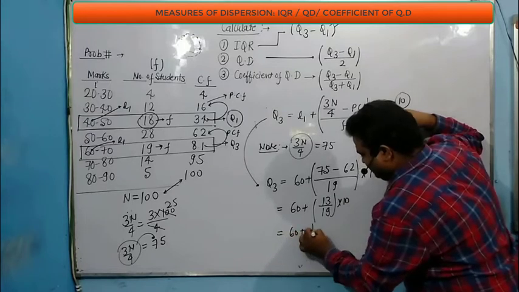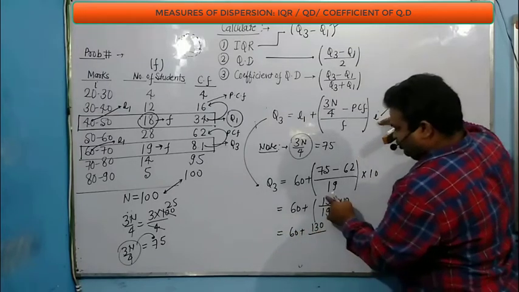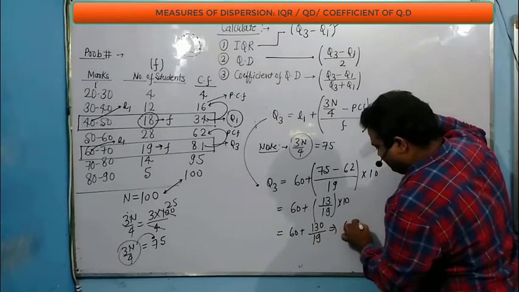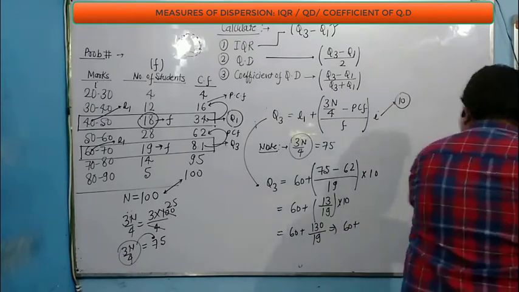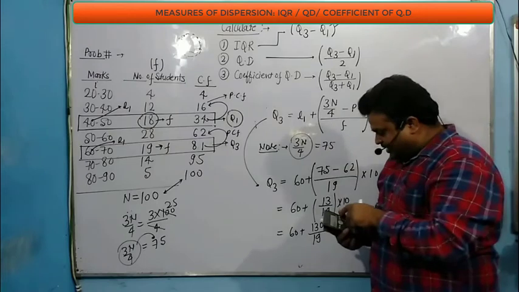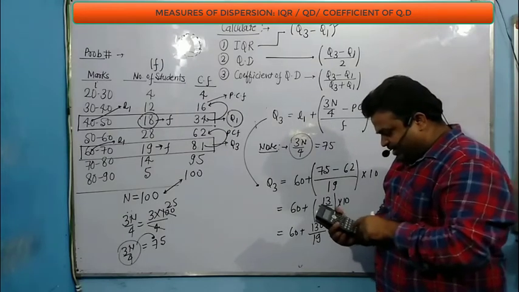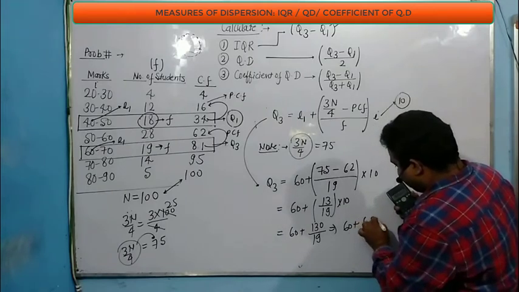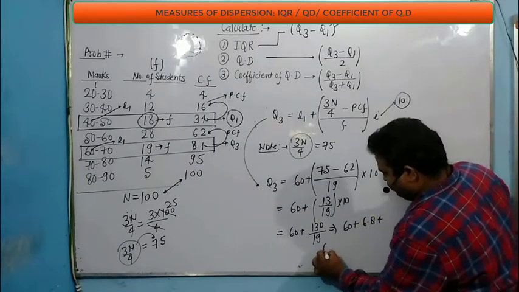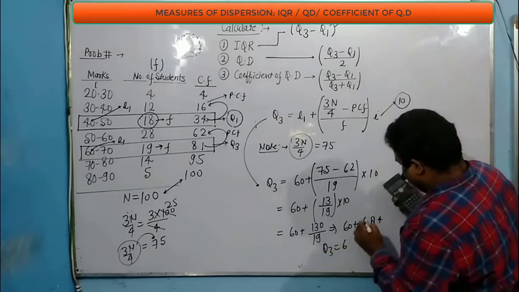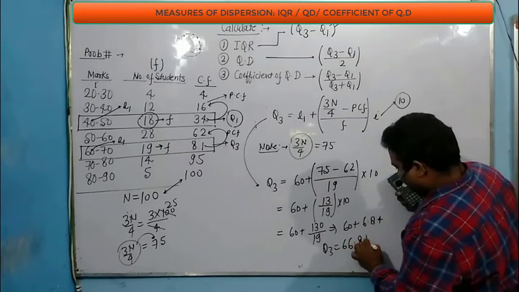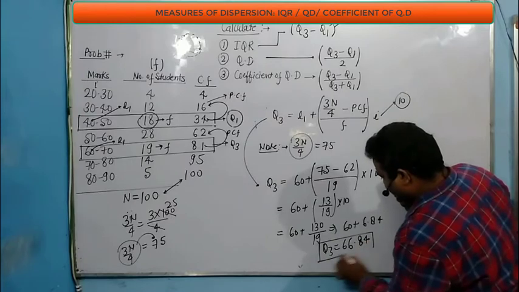So this value is what? 60 plus 13 times 10 is 130. Now use calculator. This is what, 130 divided by 19. So you will get 6.84. So now your Q3 value is 66.84. So this is the value of Q3.